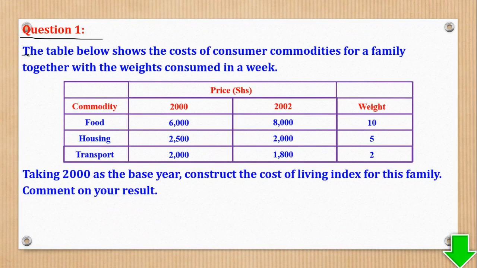Question 1. The table below shows the cost of consumer commodities for a family together with the weights consumed per week. Like I told you, the difference between weighted average and cost of living is that these commodities here are consumer commodities. For example, you can see food, housing, transport. Then the prices in 2000, prices in 2002, and the weights. Then they say taking 2000 as the base year, construct the cost of living for this family and comment on your result.